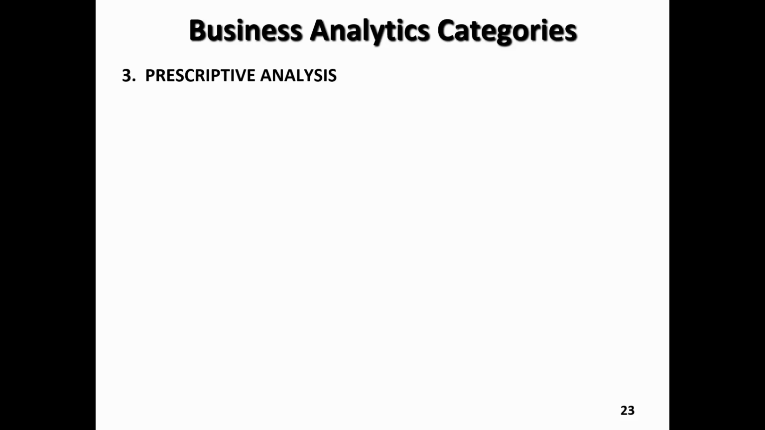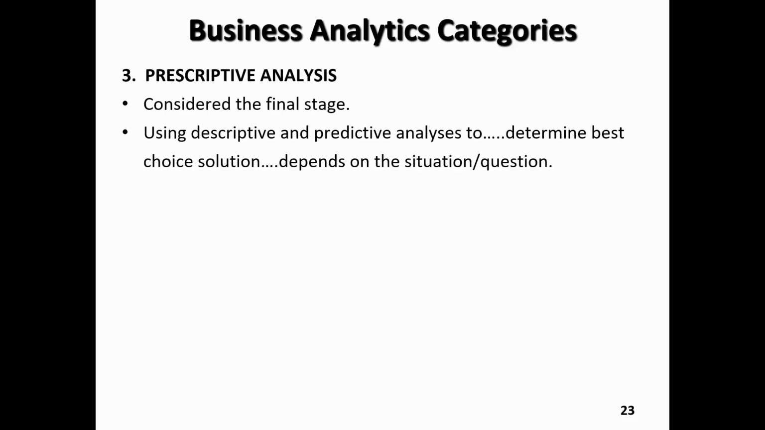The third step here is prescriptive analysis. So after data have been described, after predictive relationships have been identified, if those exist, what are we going to do about it? And that's the prescription, or the prescriptive analysis. That's considered to be the final phase. And so in this phase, we're using descriptive and predictive analyses to determine the best choice solution.